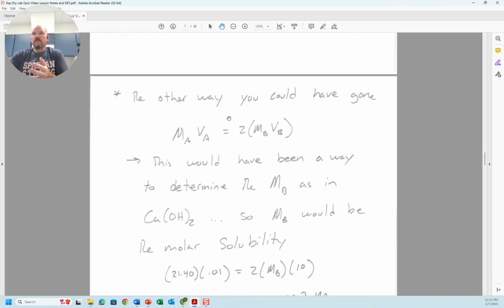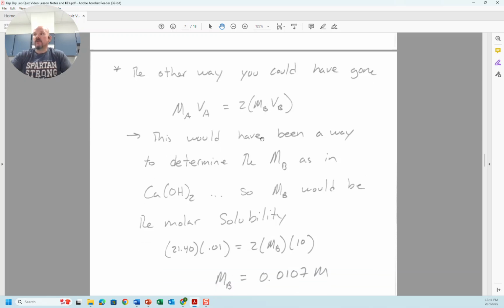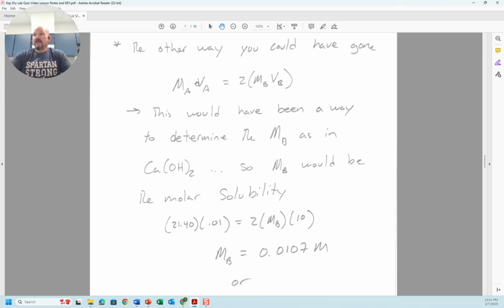The other way we could have taken the same lab data and calculated the molar solubility is if we did MAVA equals MBVB, if we doubled the base side because the base has 2 hydroxides and the acid only has 1 H plus, when we solve for MB, it would be the molarity of the calcium hydroxide. So it would be the molar solubility. So notice when I plug those numbers in to that shortcut equation, I get the same value for the molar solubility.